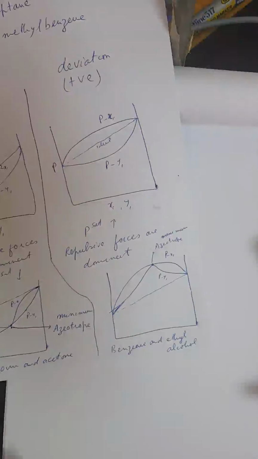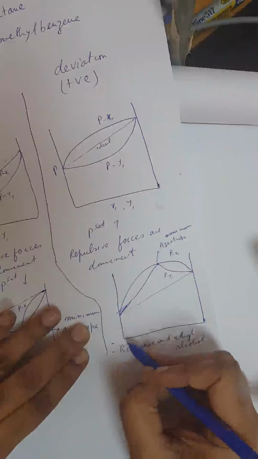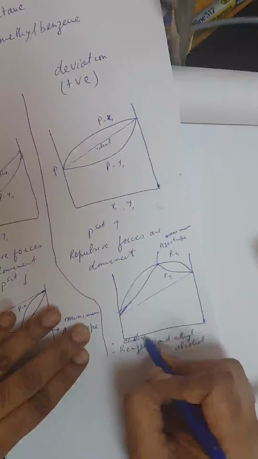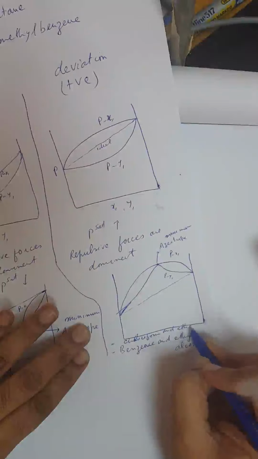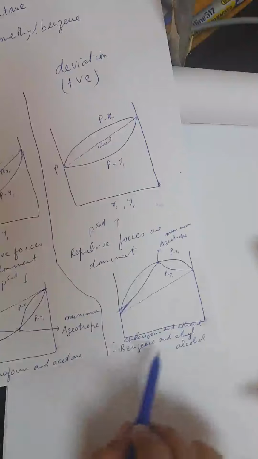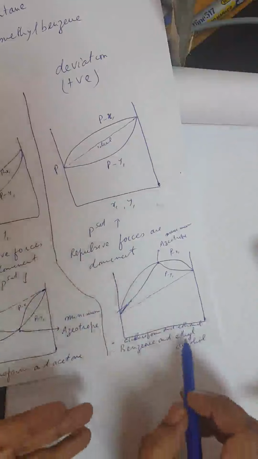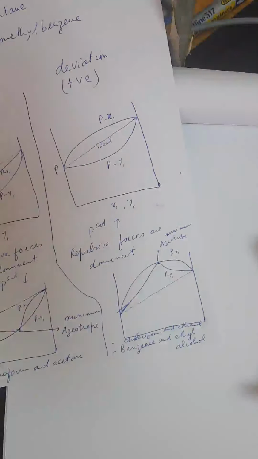Another example is chloroform and ethanol. If we mix ethanol with chloroform instead of acetone, we get positive deviation. If we replace ethanol by acetone, we get negative deviation. So this is how we need to see how the system behaves inside the solution.